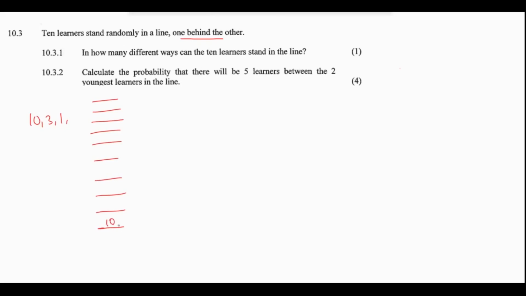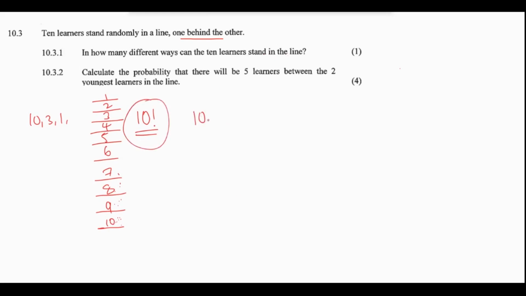If the first slot is occupied by the first learner, we're left with how many learners to occupy the second slot? 9. 2 learners have occupied this slot and this slot. We're left with how many? 8 to occupy the third one. We have 3 now. So we're left with 7 learners. We have 7 choices here. We have 4 learners. So we're left with 6 learners. It goes on like that. 4, 3, 2, 1. This is actually 10 factorial. So that's the answer there. How many different ways can the 10 learners stand in the line? That would be 10 factorial.